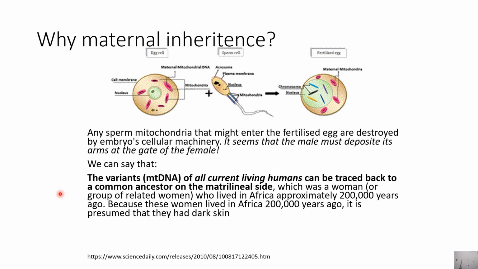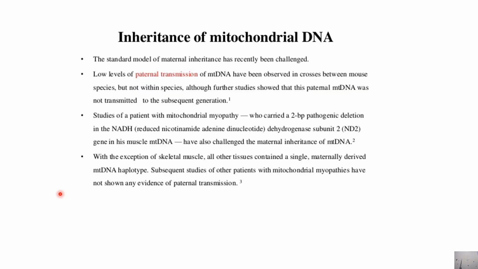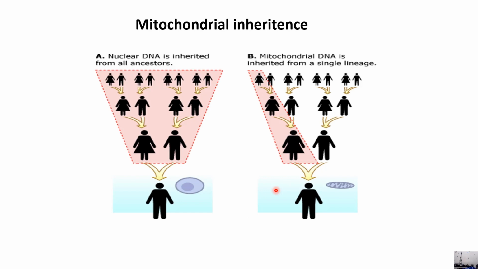years ago. The standard model of maternal inheritance of mitochondrial DNA has recently been challenged because low levels of paternal transmission of mitochondrial DNA have been observed in crosses between mouse species, but not within species. Further studies show that this paternal mitochondrial DNA was not transmitted to the subsequent generation. So that is all about inheritance. Nuclear DNA is inherited from all ancestors, but mitochondrial DNA is only inherited from a single lineage.